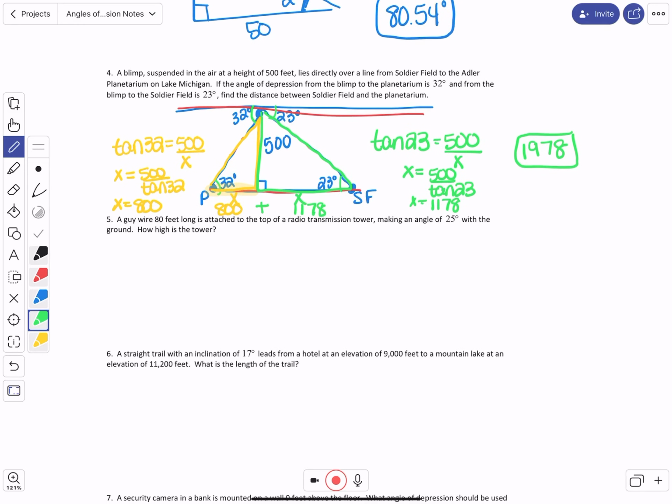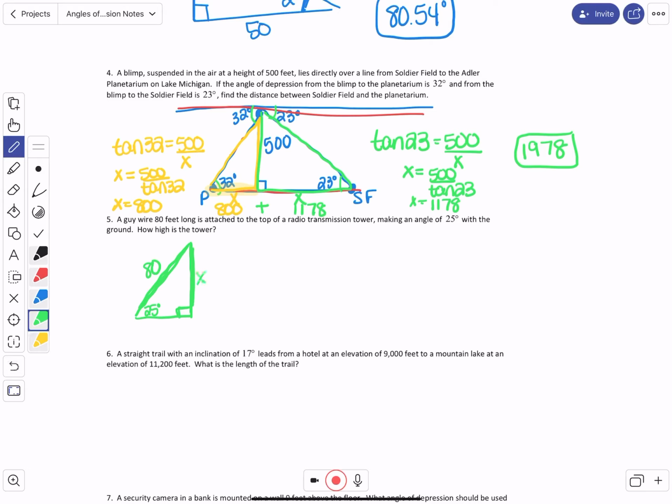Okay. Next one, a guy wire, 80 feet long. Now, a guy wire is what you see when you see the really tall towers. If you've got your tall tower, the guy wire is what you see attached to the tower that helps hold it steady to the ground. So here's our right triangle. The guy wire is 80 feet, and it makes an angle of 25 degrees with the ground. It wants to know how high the tower is.